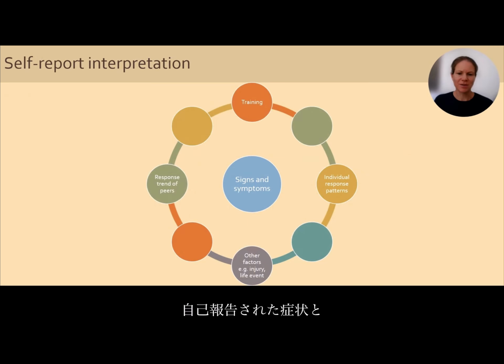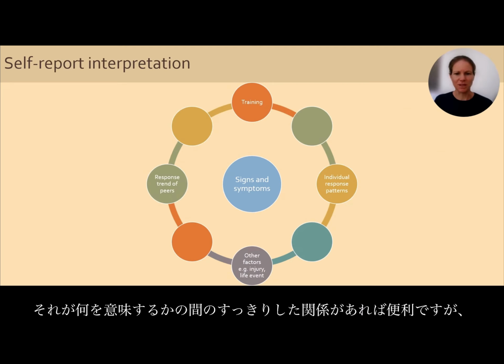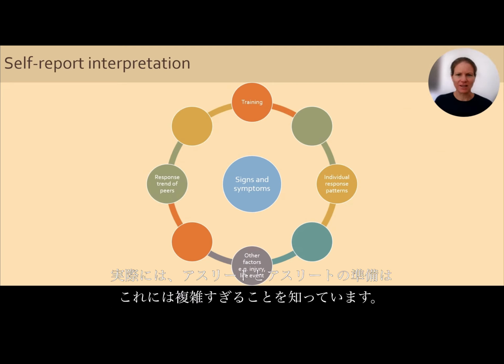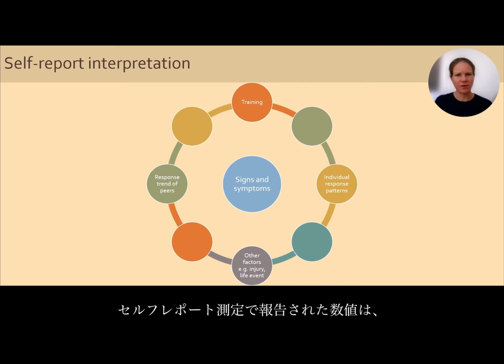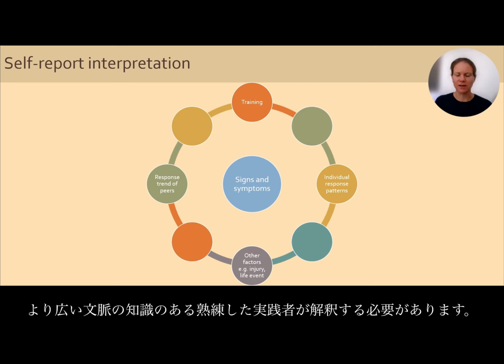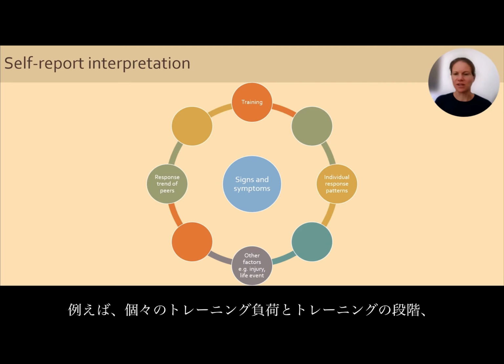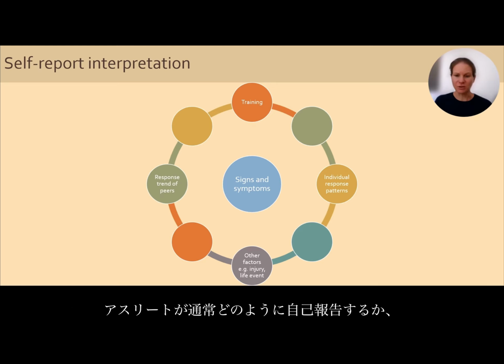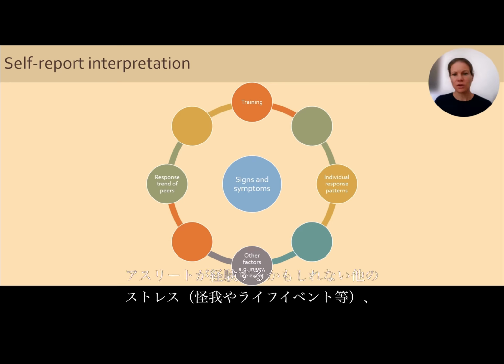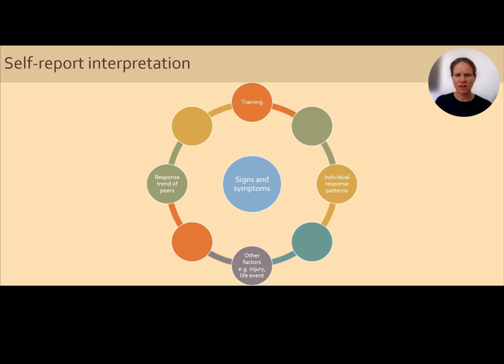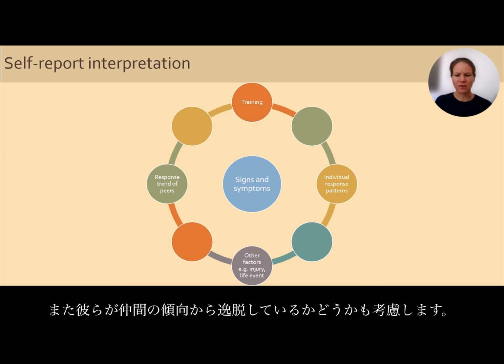Whilst neat relationships between self-reported symptoms and what that means would be convenient, in practice we know athletes and athletic preparation is far too complex for this. The numbers reported on a self-report measure need to be interpreted by a skilled practitioner with knowledge of the greater context. For example, the individual training load and phase of training, how the athlete normally self-reports, what other stresses the athlete may be experiencing, such as injury or a life event, and also whether they are deviating from the trend of their peers.